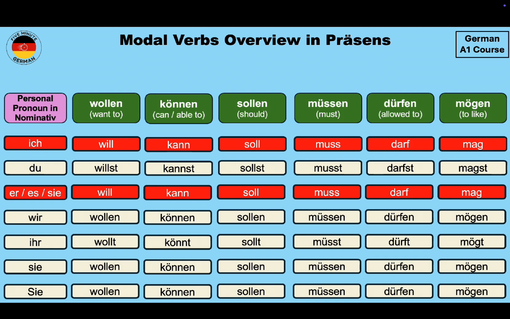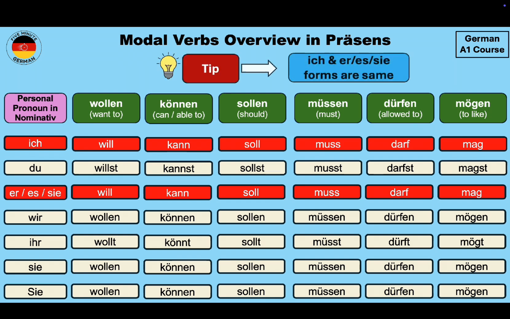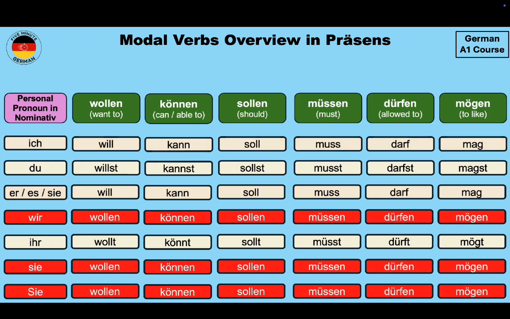Now first of all, let's take the first person singular and the third person singular, which is the ich and er/sie/es forms. So for this, the tip that I have for you is that the ich and er/sie/es forms are the same. As you see over here, ich will, er/sie/es will. Ich kann, er/sie/es kann. So if you just memorize one of these, then you can use it with the other personal pronoun as well.